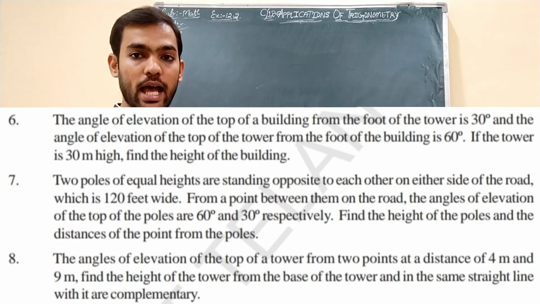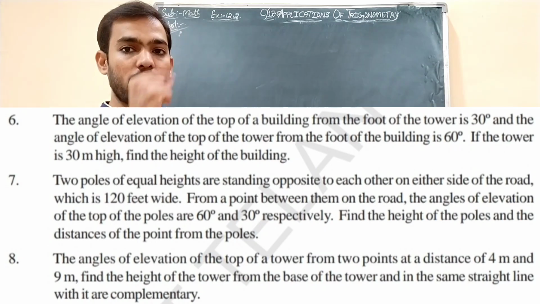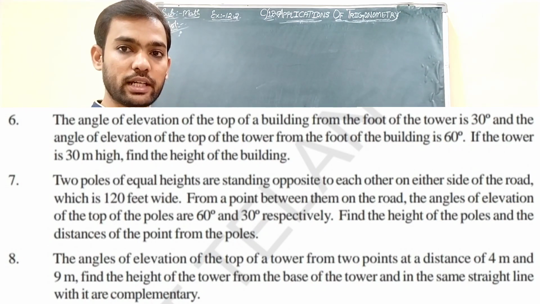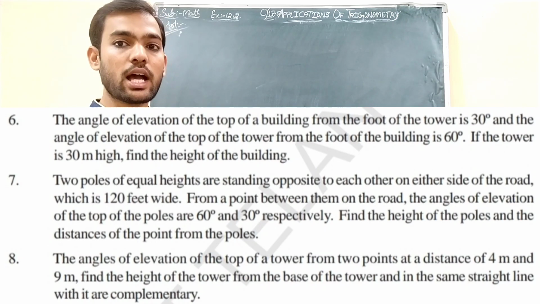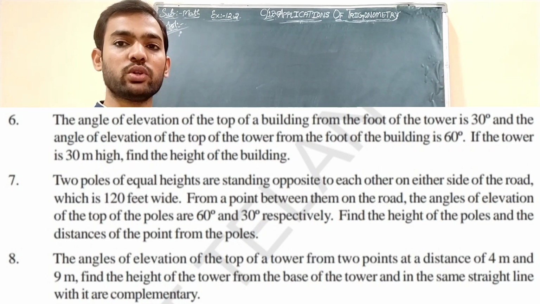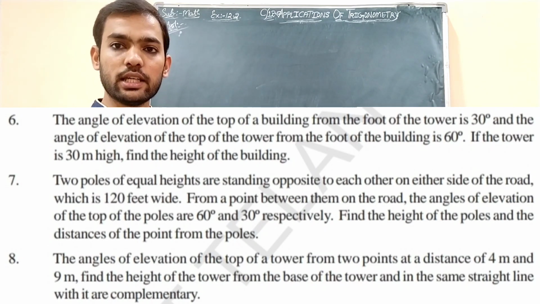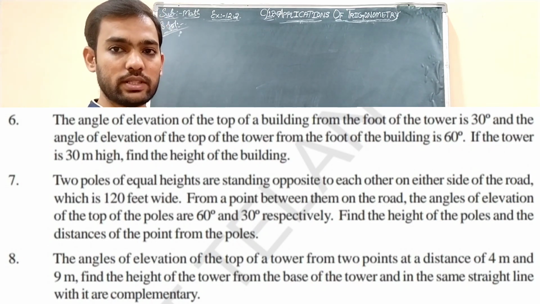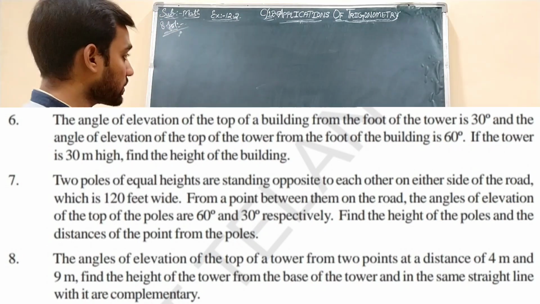It is saying that the angles of elevation of the top of the tower from the 2 points at a distance of 4 meters and 9 meters in the same straight line are complementary, which means when you add both the angles, you will get 90 degrees. Here, not even one angle is given to decide the other angle, right? If he says the first angle is 30, then we can say the other angle is 60 degrees. But he has not mentioned it here. So we will see how to do this type of question.